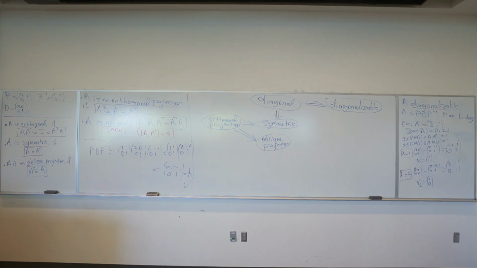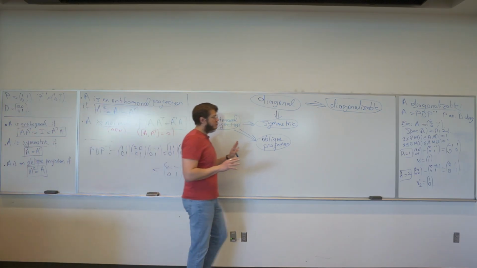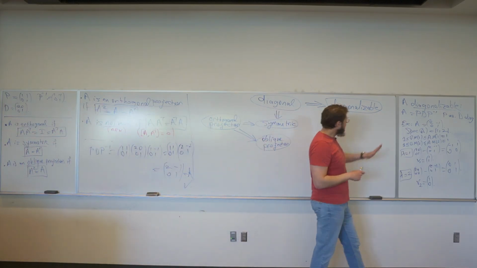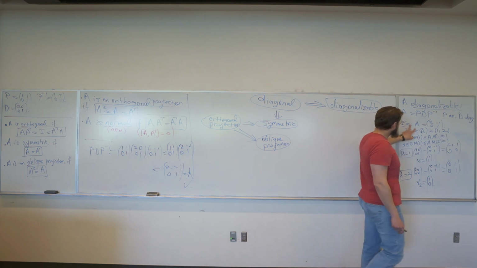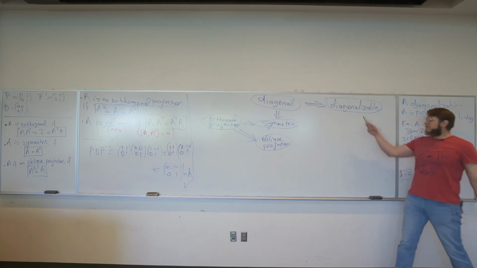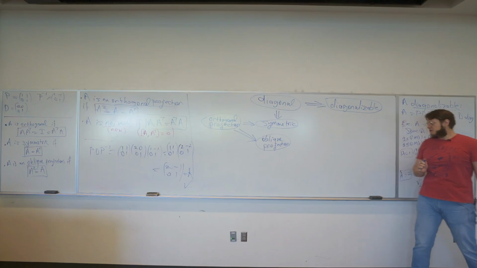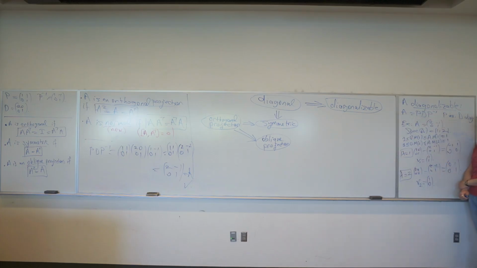Make sense? Okay. So are there any questions with this example? This is an example of a matrix that is not diagonal, but diagonalizable. Comments or questions?